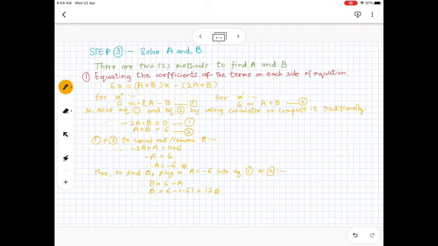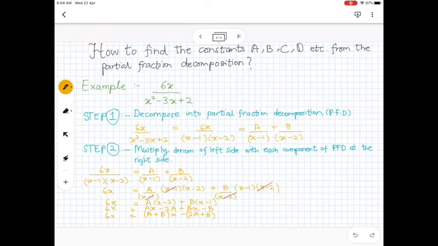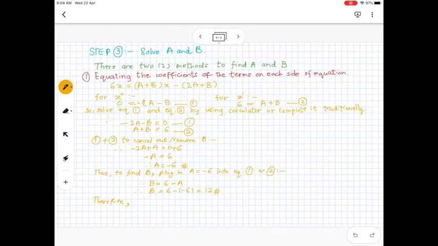So are you done? Yes, you are done solving for a and b. The last step is that you need to substitute or plug back into the first step. So I write it down here for you.